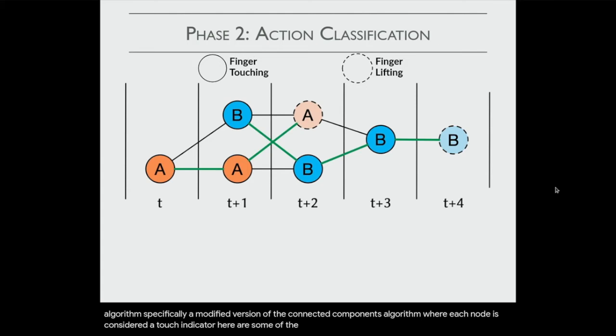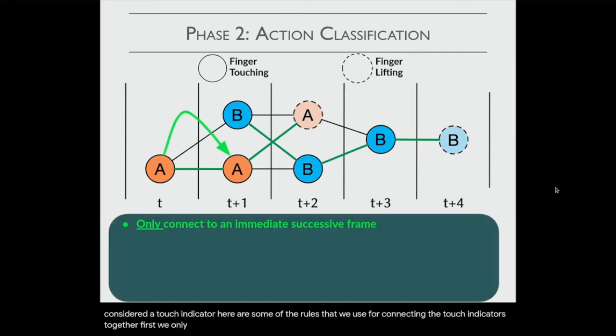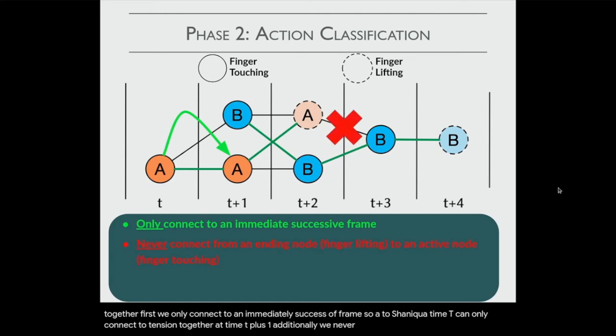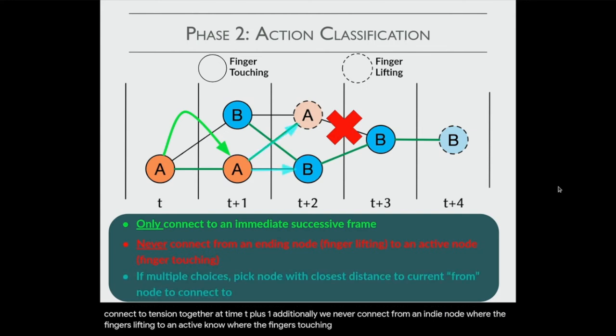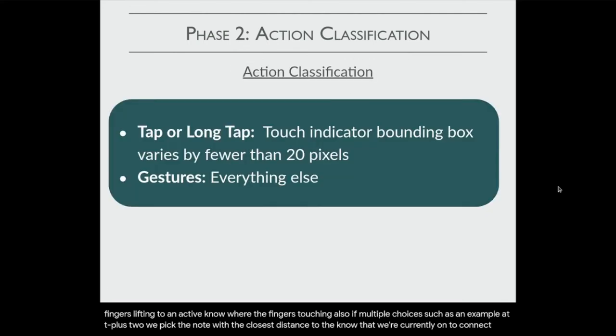Here are some of the rules that we use for connecting the touch indicators together. First, we only connect to an immediately successive frame. So a touch indicator at time t can only connect to a touch indicator at time t plus 1. Additionally, we never connect from an ending node where the finger is lifting to an active node where the finger is touching. Also, if there are multiple choices, such as in the example at t plus 2, we pick the node with the closest distance to the node that we're currently on to connect to.